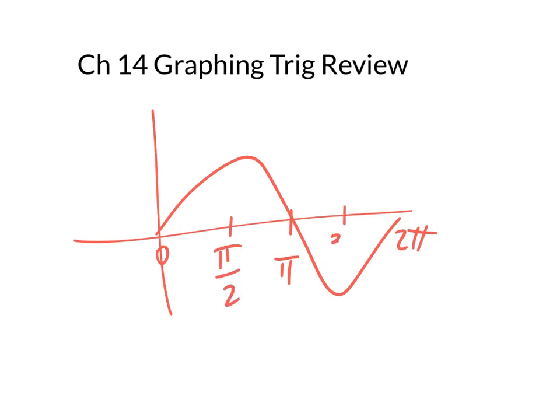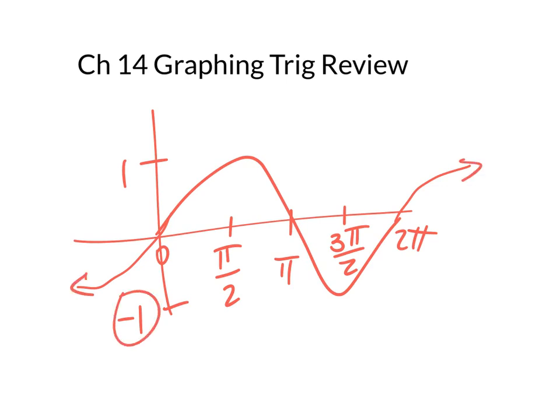All right. This is 3 pi over 2. This one's 1, and this one's -1. So that's the graph of sine. And yes, it goes forever in both directions. So its domain is all reals. And its range, well, the lowest it goes is -1, and the highest it goes is 1. All right. So that was our sine graph.